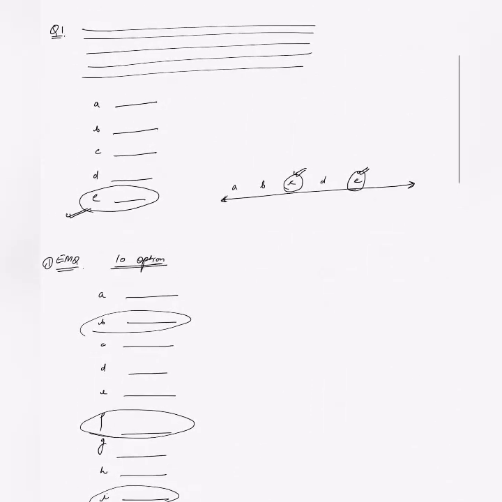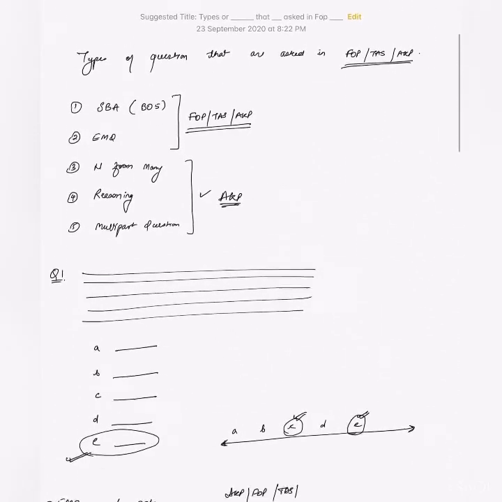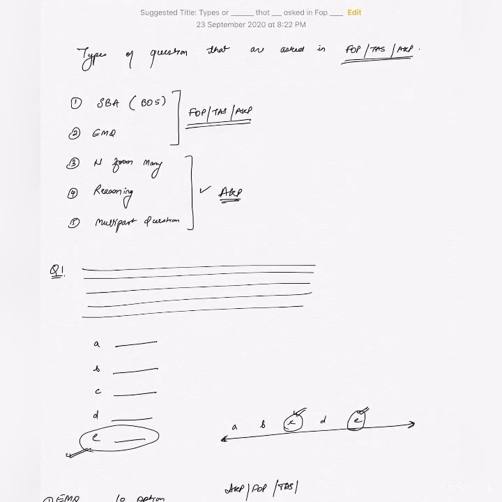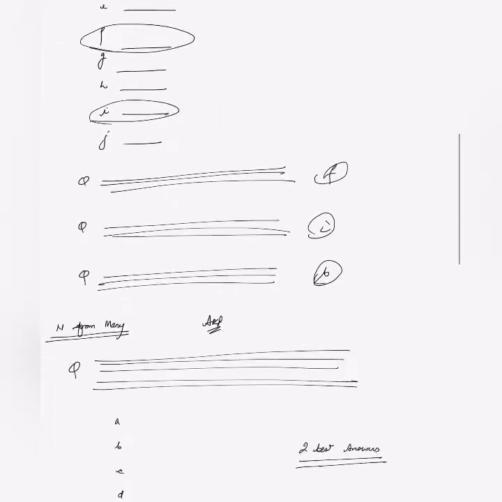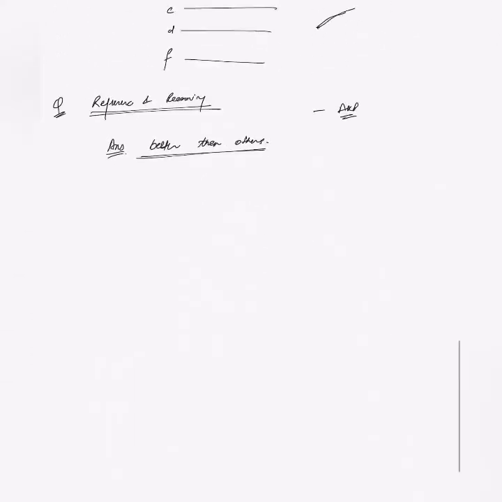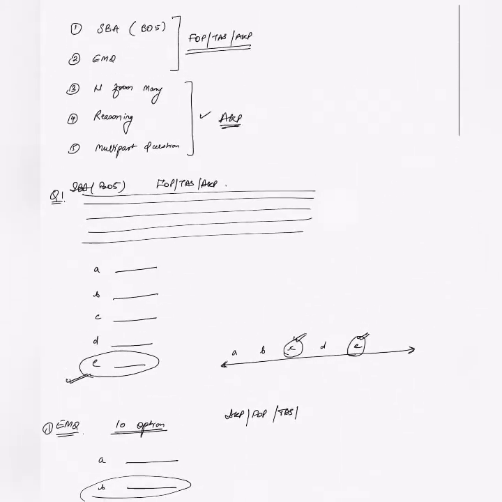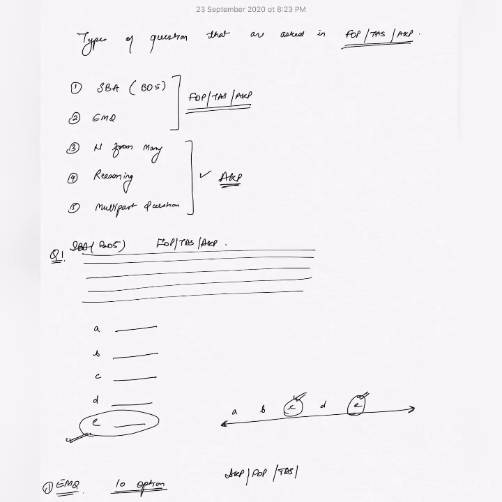But EMQ can be asked in AKP, FOP, and TAS as well. And SBA, this is SBA or best of 5, can be asked in FOP, TAS, and AKP as well. So this is all we have to discuss right now.